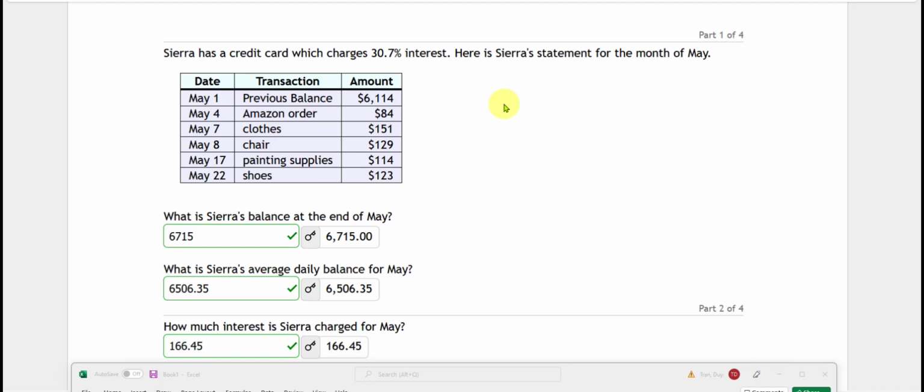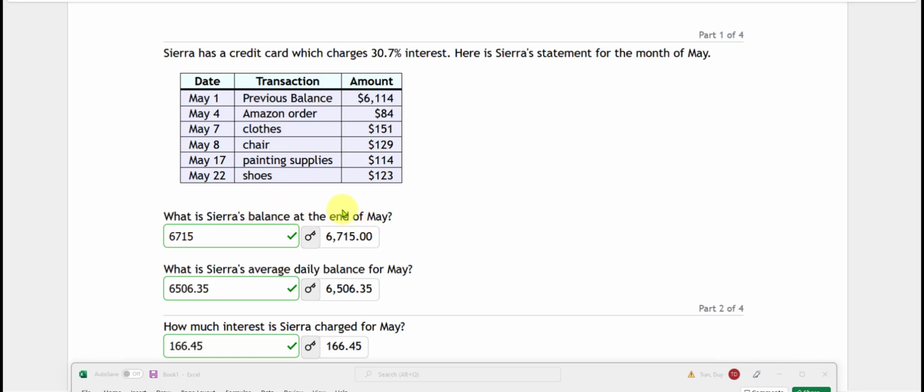In this video, we are going to take a look at a credit card problem. Sierra has a credit card which charges 30.7% interest, and this is the statement for the month of May. We are given all the transactions with the dates and the amounts. The first question asks, what is the balance at the end of May?